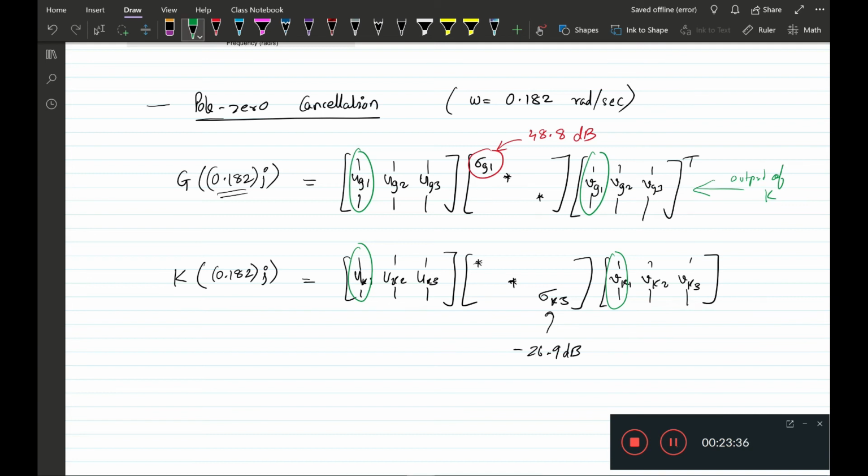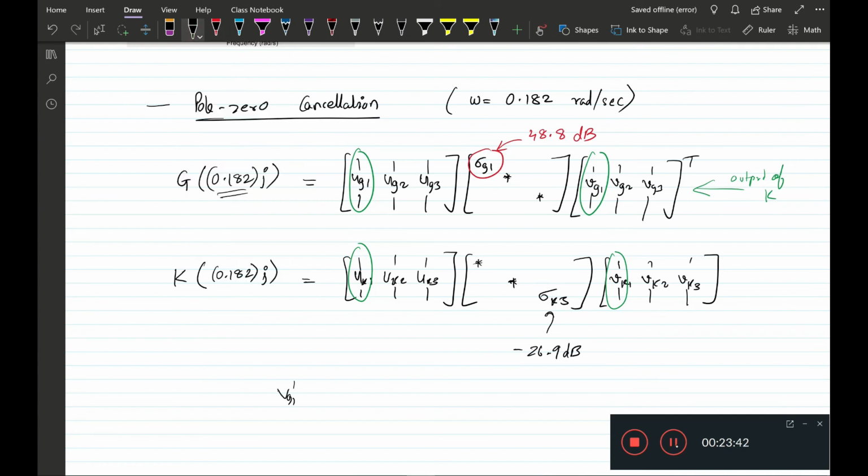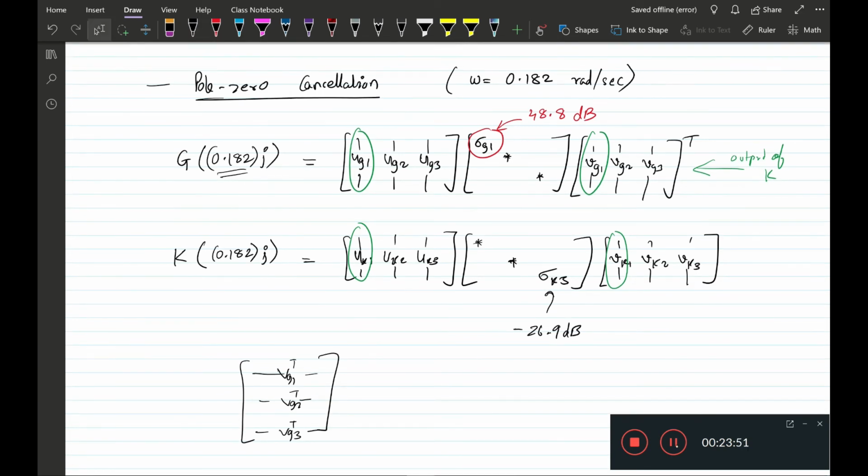What you should see is that if we have Vg1 transposed, Vg2 transposed, Vg3 transposed, which is the right hand side matrix of the decomposition of G at that frequency, times UK1, UK3, it should be almost equal to 100, which would then mean that you indeed have a pole zero cancellation and the directions match.